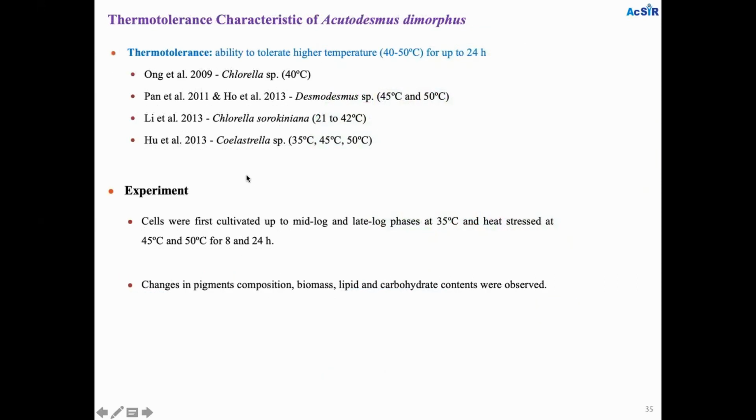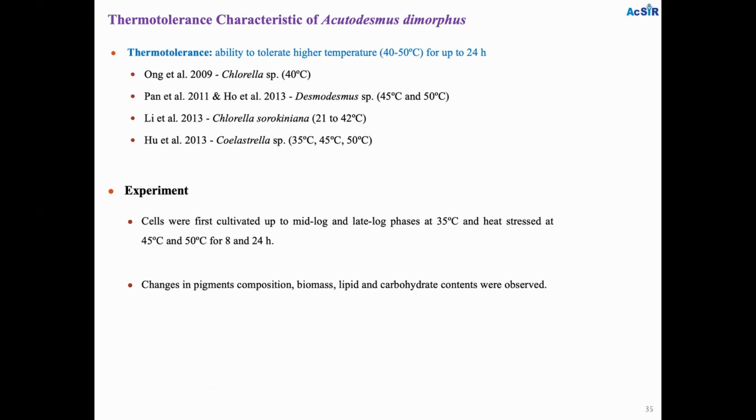Once we found that the optimum temperature for the cell is 35 degrees centigrade, which is comparatively higher than 25, this led us to check the thermotolerance ability of the cell. In microalgae, thermotolerance is defined as the ability of the cells to tolerate higher temperatures, generally around 10 to 15 degrees more than their optimum temperature, for up to 24 hours.